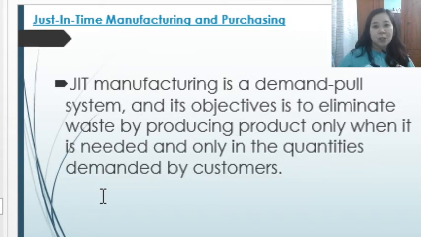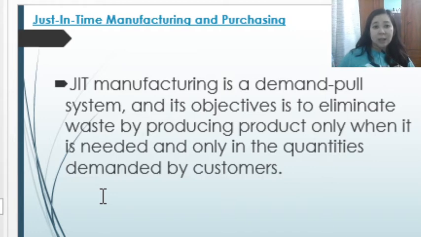JIT manufacturing is a demand pull system. Meaning to say here, the input in the inventory will only be ordered if it is needed, and the number of orders will be based on the demand. The entity will not order or purchase more than what they need at the moment.